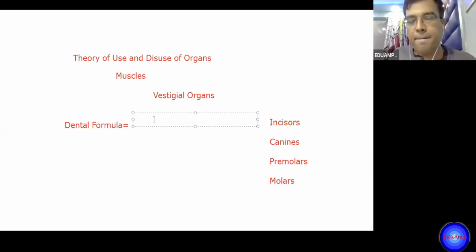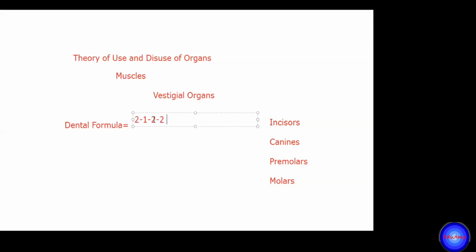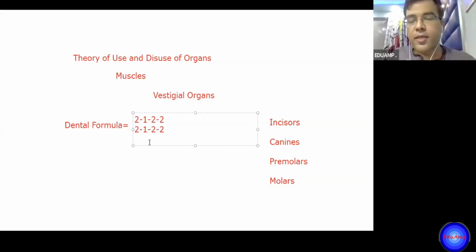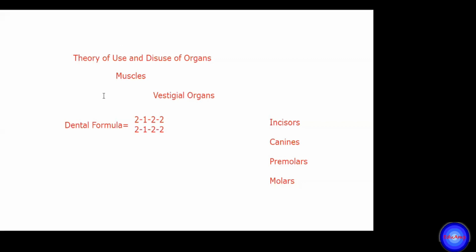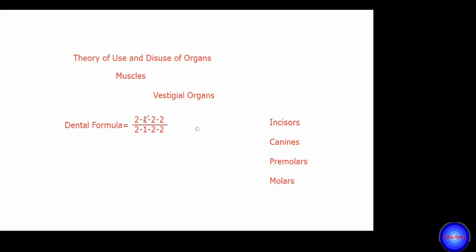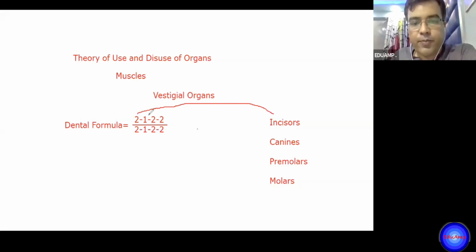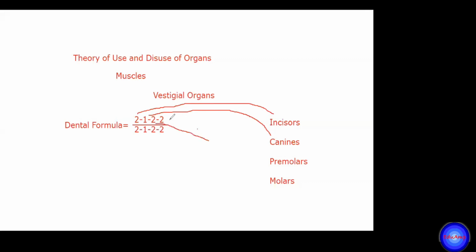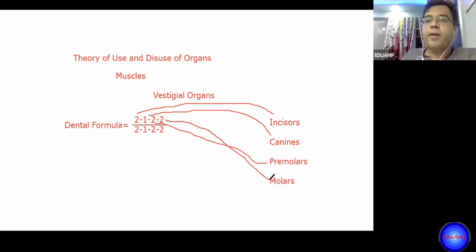गलत, absolutely wrong, पूरी तरह wrong है। 2/1/2/2, yes, this is your dental formula, लिख लो। The question came in NEET: the dental formula of a human teenager is, why I asked about you, because you are representing teenagers. Write it down: the dental formula of a human teenager is 2/1/2/2 upon 2/1/2/2. This 2 is representing incisors, this 1 canines, this 2 premolars, and the last 2 molars.